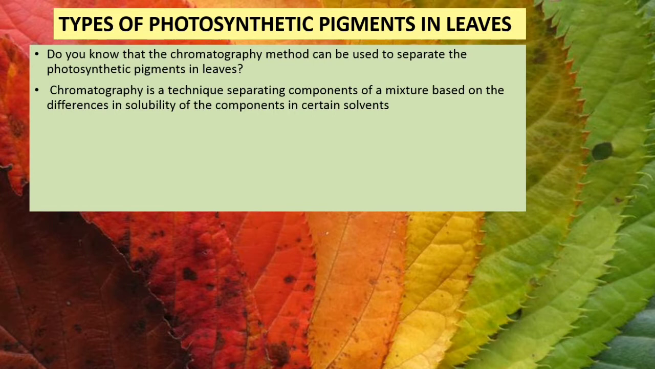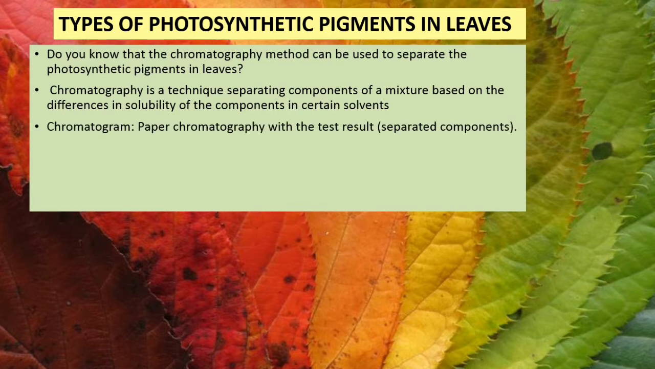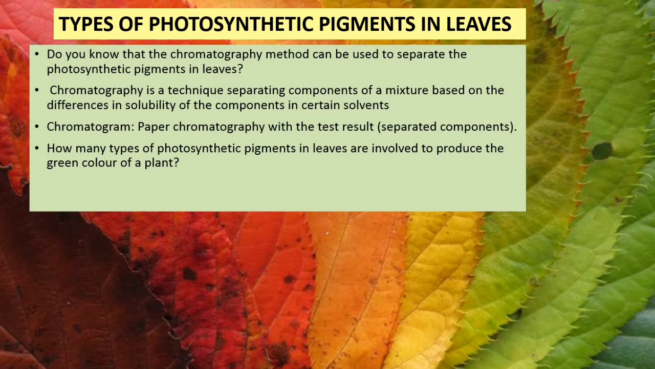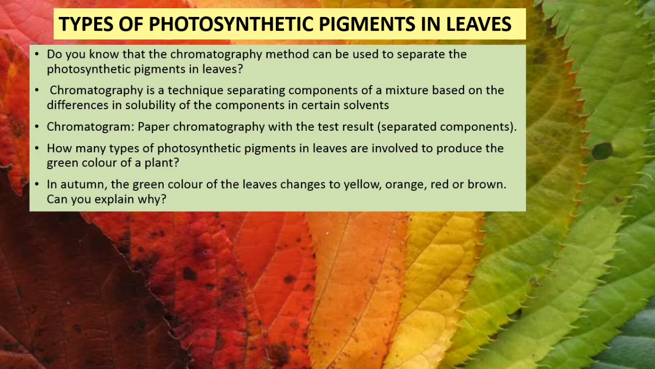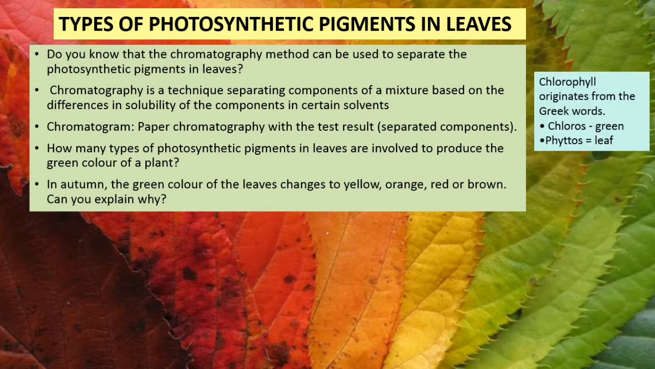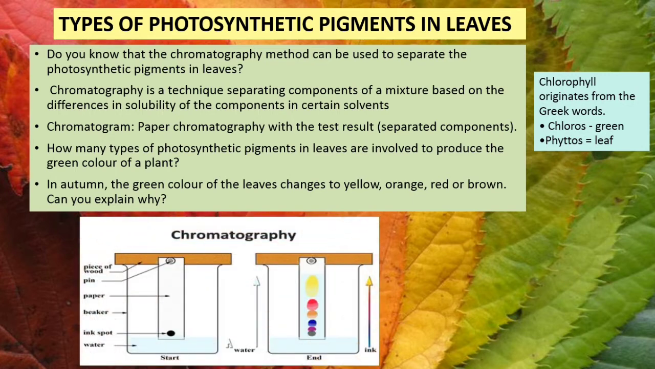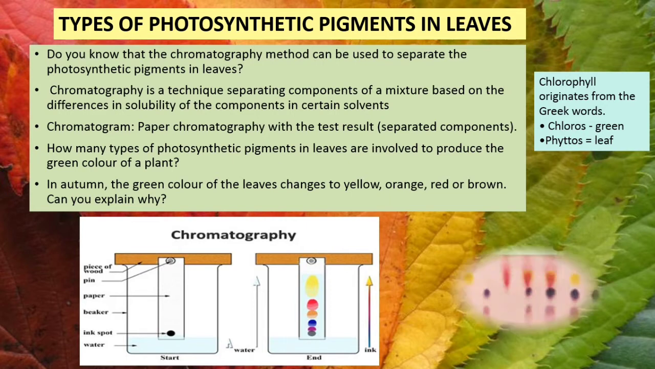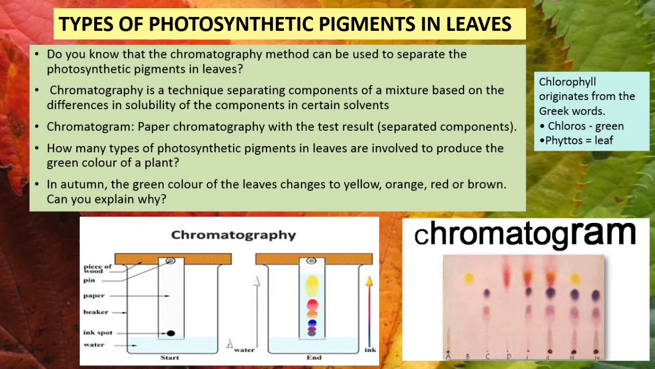in a certain solvent. In the chromatography technique, we use a chromatogram, which is paper chromatography, with the test result to show the separated components. How many types of photosynthetic pigment in leaf are involved to produce the green color of a plant? In autumn, the green color of the leaf changes to yellow, orange, red and brown. Can you explain why? So, let's discuss the pigment in the leaf. This is the chromatography method and this is the chromatogram after we carry out the chromatography method.